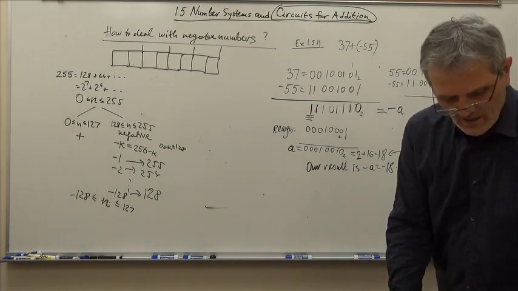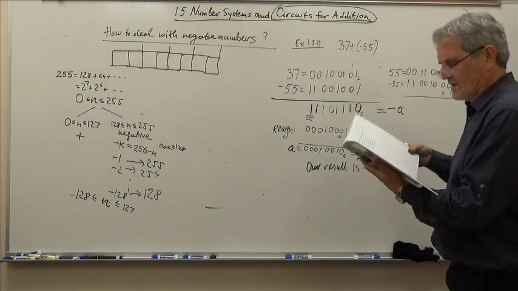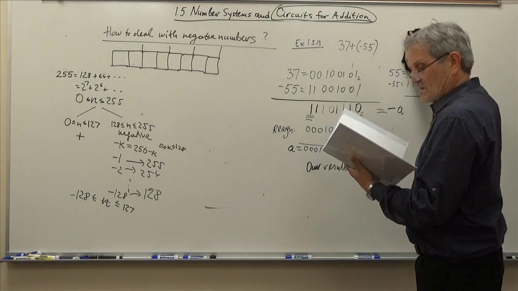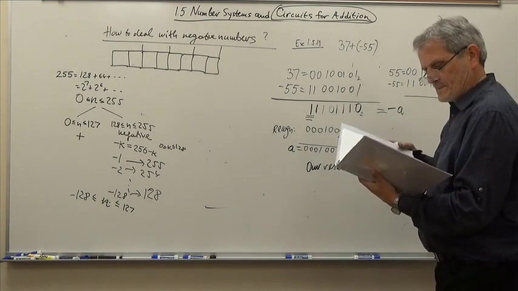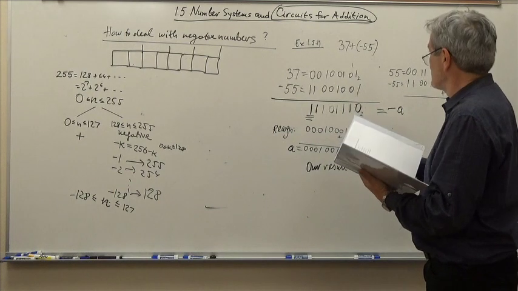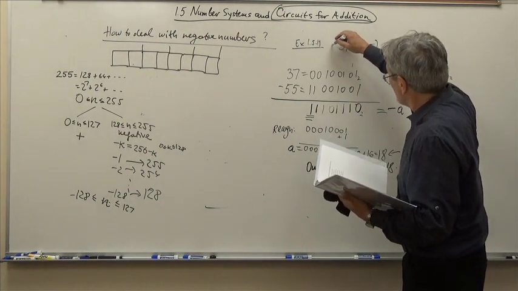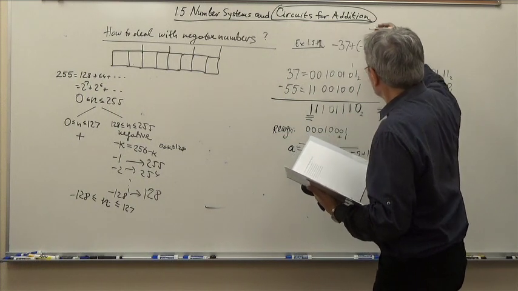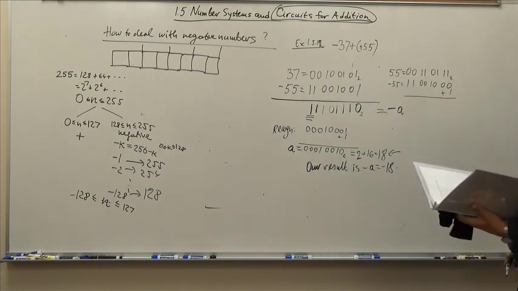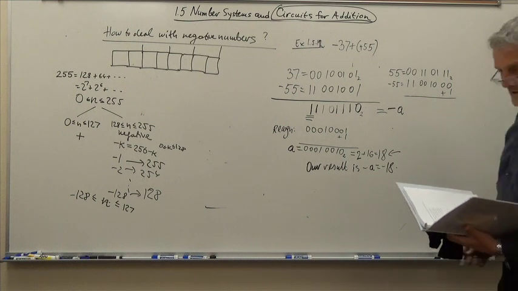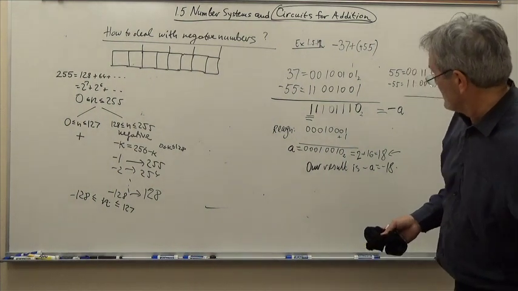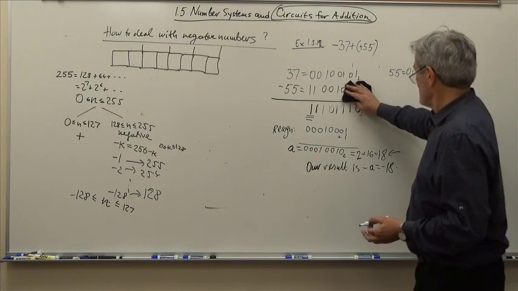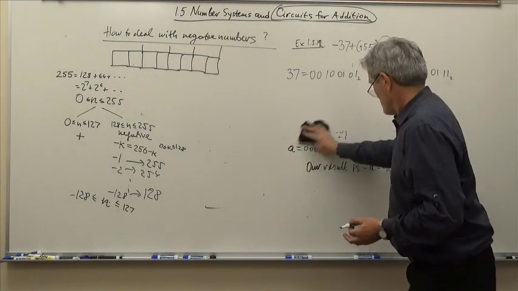And just one more case. There are two more cases, but just one is worth mentioning. So what happened here? I'll go negative 37 plus 55. So that's 5, 1, 12. So negative 37 and plus 55. What happens there? It will be very similar. So let me keep 37 and 55 the way they are. Here is the trick.